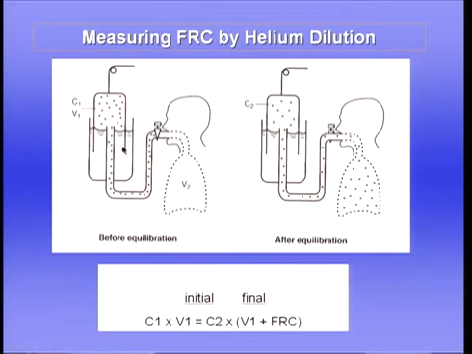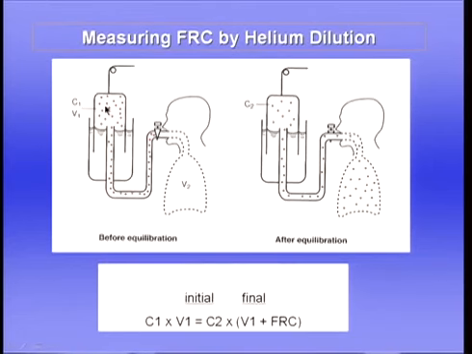To do this, we take a spirometer and we put a relatively small concentration, say 5%, of helium in it. Now, why helium? Because helium is a very insoluble gas, so that when the subject breathes helium, essentially none of it is taken up by the blood. So we start with a given concentration, C1, of helium in the spirometer. We know the volume of the spirometer, which we call V1, and the tap is closed at this point, and the subject is breathing through a valve box, so he's not breathing from the spirometer.